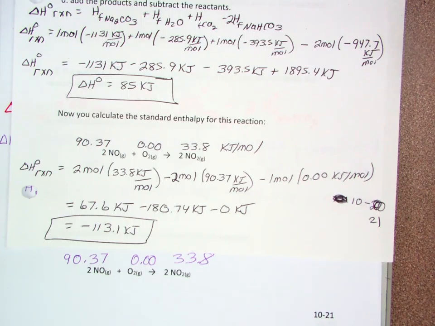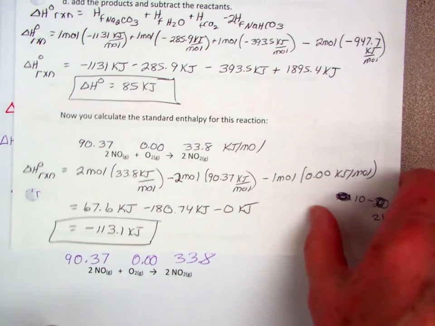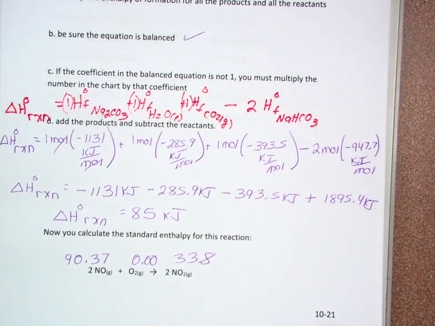The moles cancel, we add them up, and we get negative 113.1 kilojoules. Don't forget to put the units down there. I see one group didn't have units. Okay, any questions on using enthalpies to calculate enthalpy of reaction?